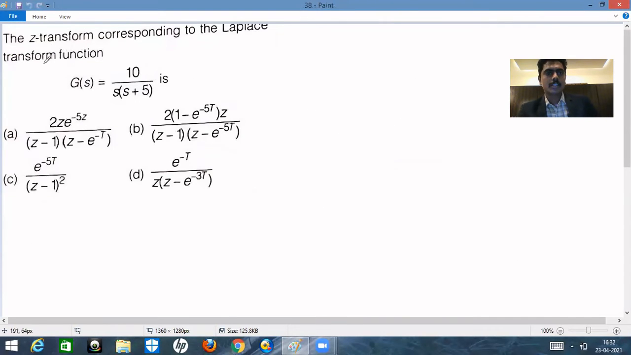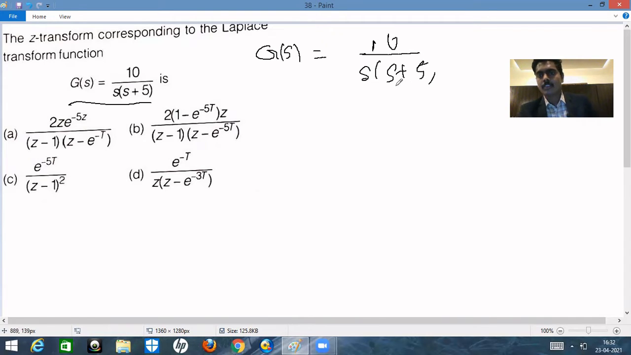The Z transform corresponding to the Laplace transfer function G of s is equal to 10 upon s into s plus 5. Okay, so we need to find the Z transform for this particular thing. So we will start, right? So let us suppose G of s is equal to 10 upon s into s plus 5, isn't it?